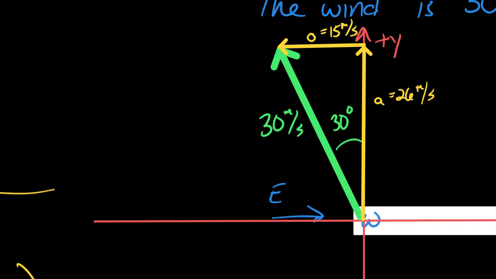So I'm thinking opposite goes with the sine, right? And adjacent goes with the cosine. So opposite is going to be 30 sine 30 degrees. And adjacent is going to be 30 cosine 30 degrees. Cosine 30 is 0.866, right? What's 30 times 0.866?